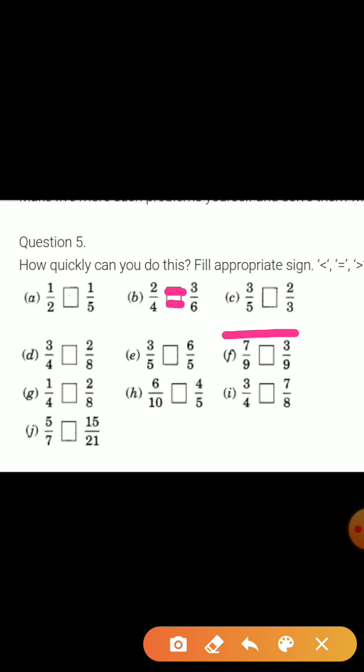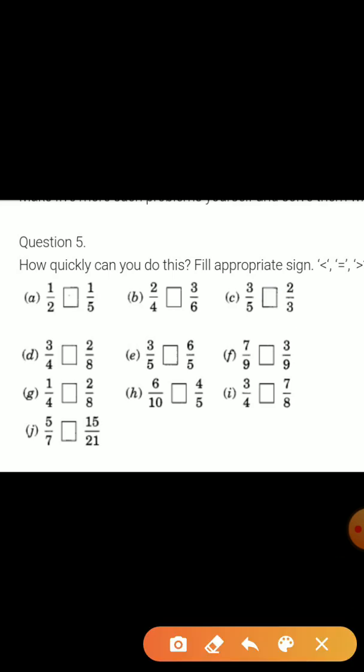Coming to the C. They are again unlike fractions having different numerators and denominators. So we cross multiply. 3 into 3, 9. 2 into 5, 10. Now 10 is greater than 9. It means 2 by 3 is greater than 3 by 5. Right?